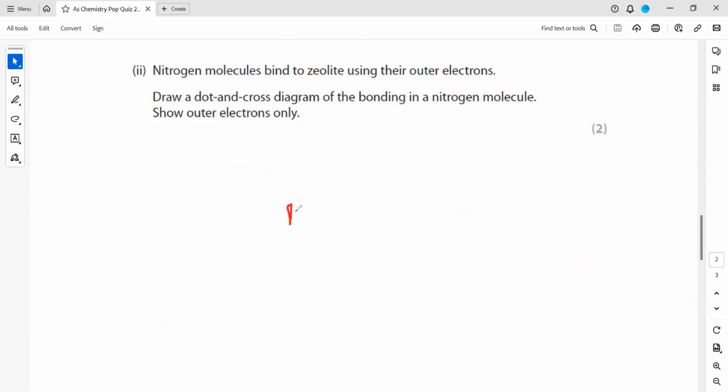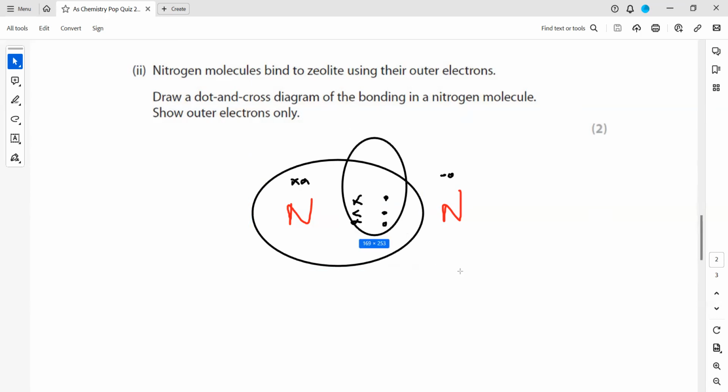Nitrogen belongs to group 5. It's a covalent structure, so nitrogen shares 3 electrons. So 1, 2, 3. This one also shares 3 electrons. And the unshared will be 2. Unshared will be 2. This is a dot and cross diagram for a nitrogen molecule.